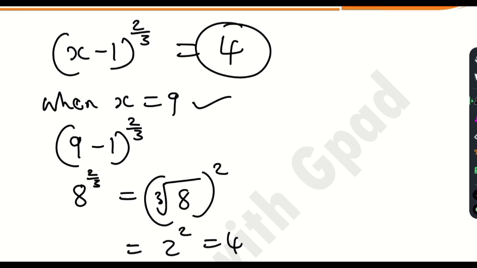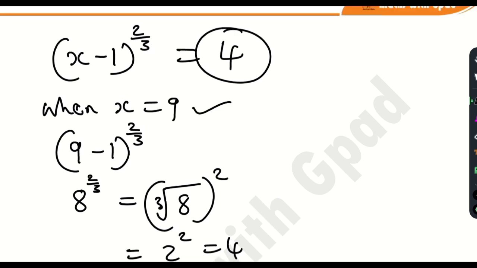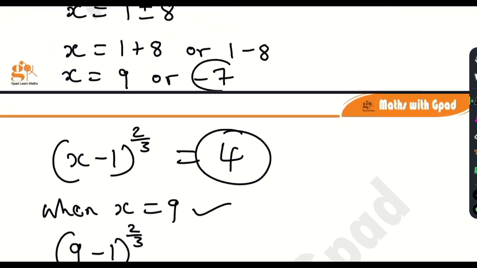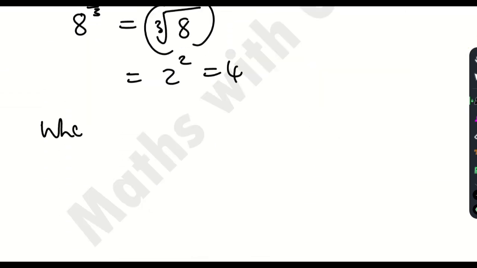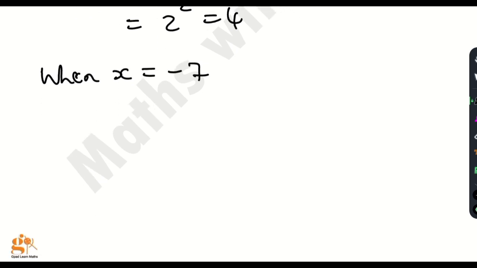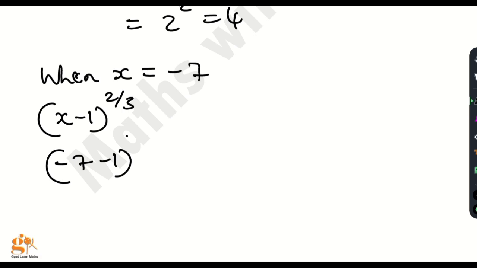But let's look at the second one, which is x is equal to what? Negative 7. So let's plug it into the equation again. So that is when x is equal to what? Negative 7. Let's plug it back there. Again, the equation is what? X minus 1 all raised to the power of 2 over 3. So negative 7 minus 1 all raised to the power of what? 2 over 3. Good. What is negative 7 minus 1? That's negative 8. All raised to the power of 2 over 3.